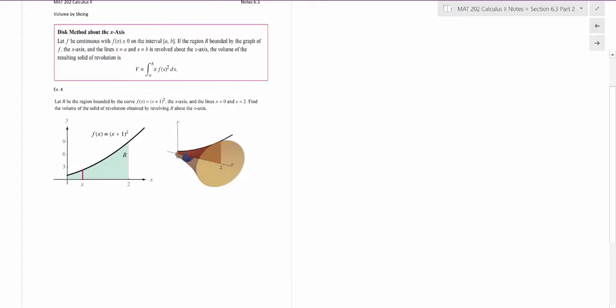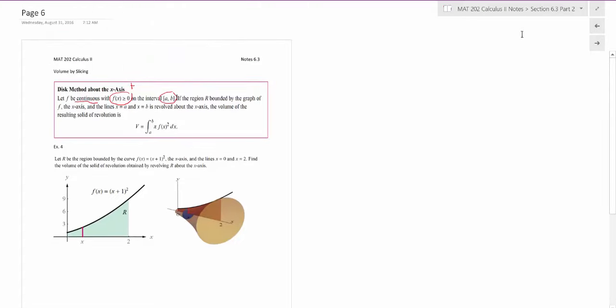this is the definition of doing a disk method when you're revolving a function around the x-axis. So a couple of key things to make note of. You have to have a continuous function, and the function values need to be positive, and you're going to be continuous on this interval from a to b. And we're going to be bounded by the x-axis and then a couple of straight lines from a to b. So I'll explain what this formula is doing. So we're going to find the volume of this solid generated by revolving this. We're going to end up with pi f of x squared dx from a to b.